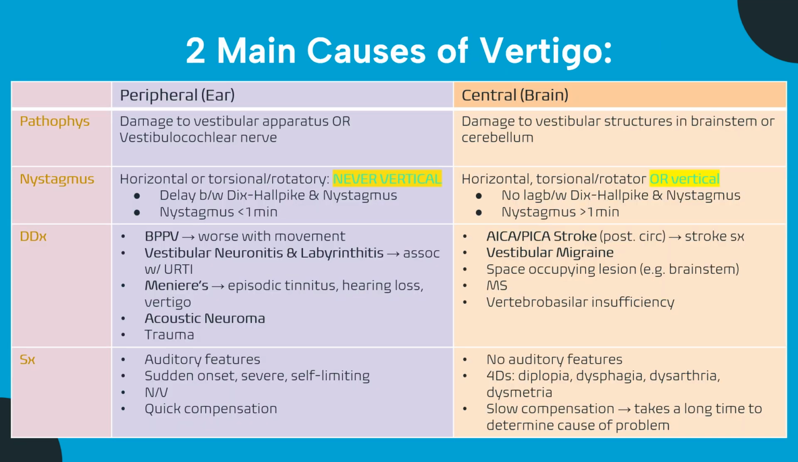So in terms of your causes of vertigo, you've got your peripheral and central. There's a few differences between peripheral and central that's important to understand. So in terms of your nystagmus, when you're having a peripheral pathology, so that's damage to the vestibular apparatus or the vestibular cochlear cranial nerve, your nystagmus will be horizontal or it can be torsional or rotatory, but it will never be vertical. That's very important to understand.